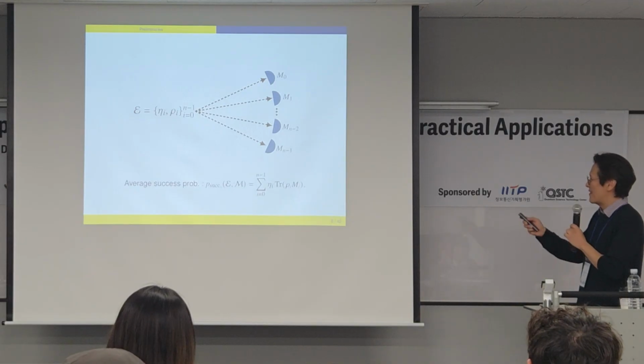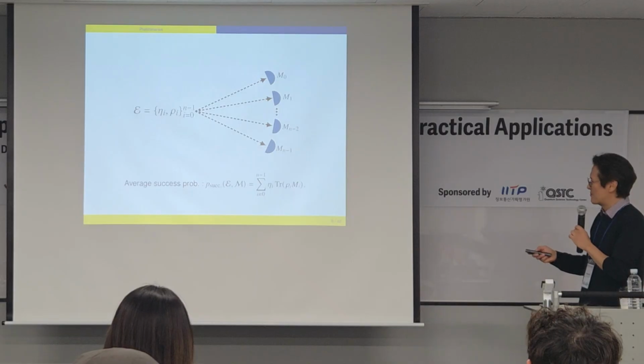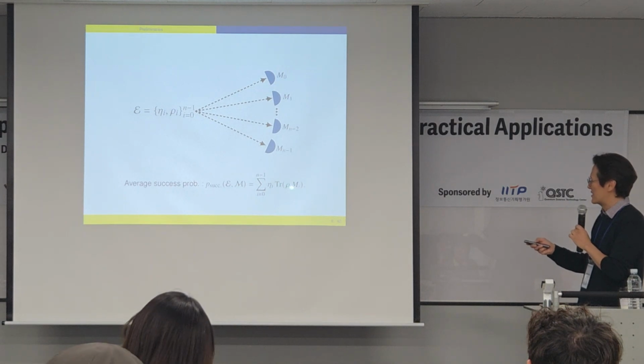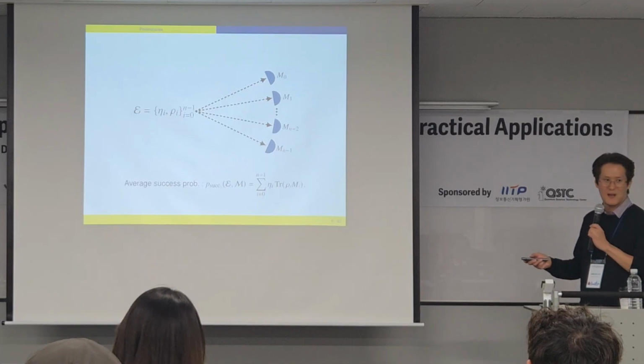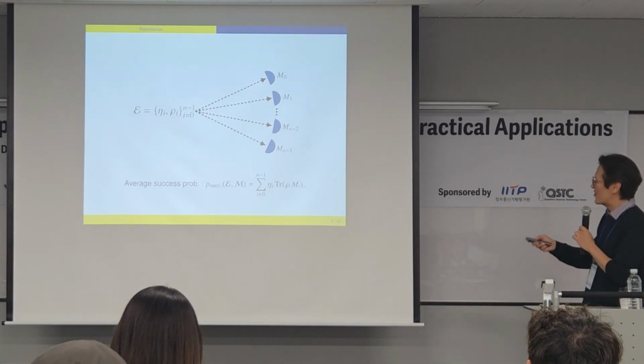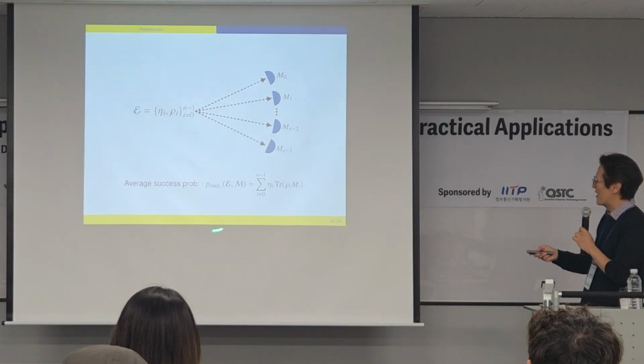If you think about the average success probability, this is nothing but the expectation of each success probability of these measurement operators. Of course, this is the case when this ensemble is prepared and we use this set of measurements.